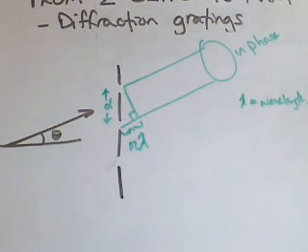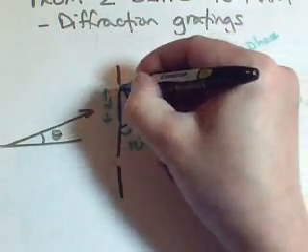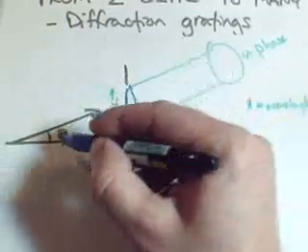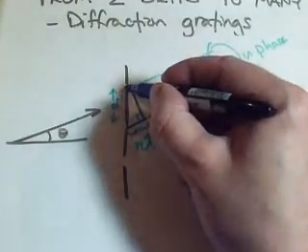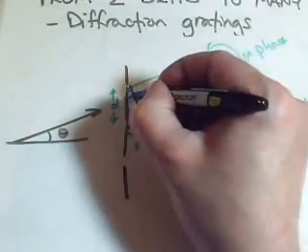Okay, so now I'm doing quite well because I've got a right-angled triangle. Let's draw it over in blue. This right-angled triangle here. I've got a d there, I've got an n lambda here, and I've got an angle theta. Now this theta, the angle that the light's coming at, is the same as that angle theta.